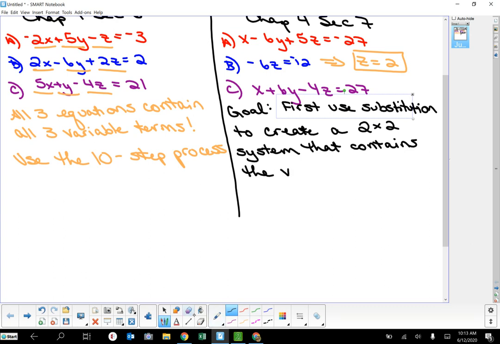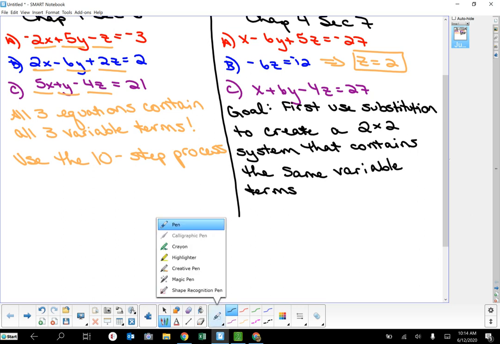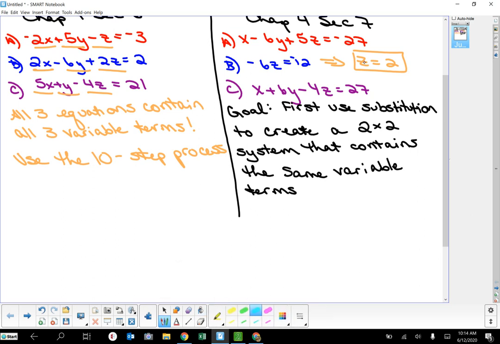Oops, I forgot the word same. The same variable terms. And what I mean by that is either x and y, x and z, y and z, both equations have to have the same thing. So if you kind of think ahead a little bit here, let me point out where this is going to go. We know that z is 2, right?